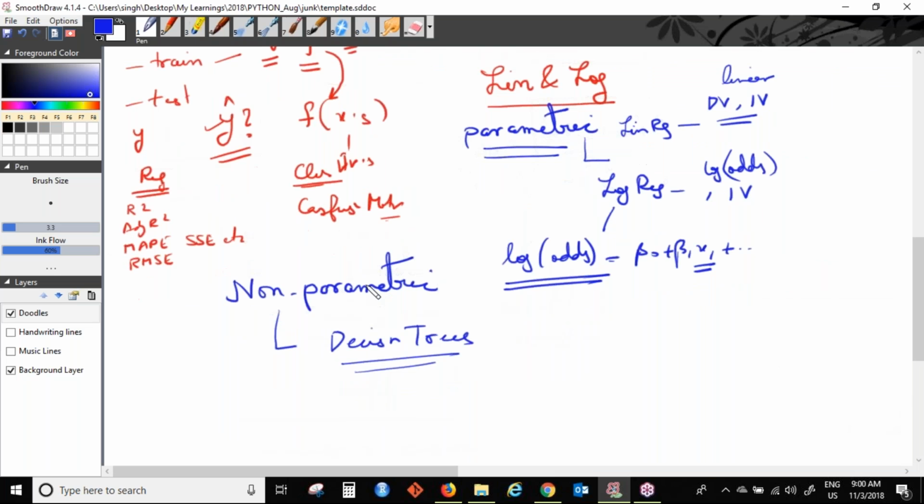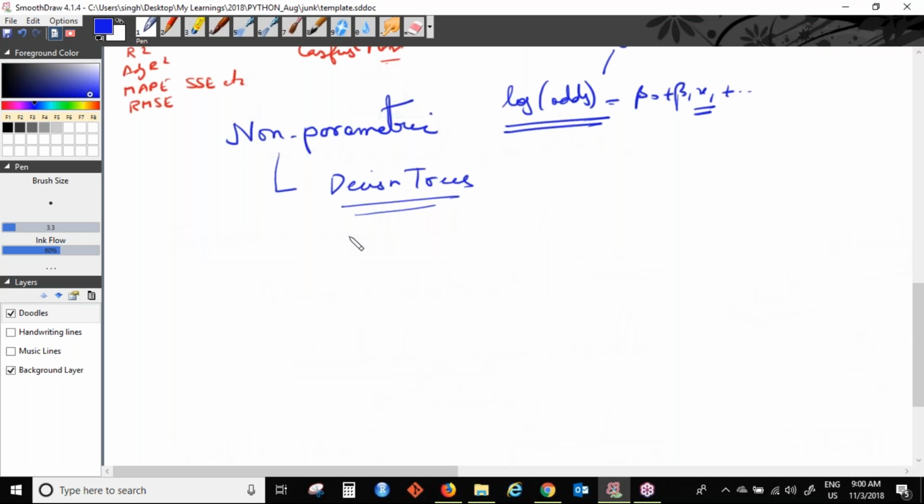Okay, so decision tree is a non-parametric model, so there are no assumptions here. Which is good for us, so you don't have to remember any assumptions in case of decision tree. Okay, now let us look at the algorithm in detail. What is decision tree and what does it do?